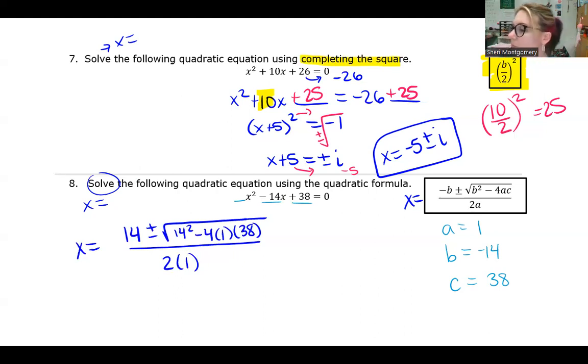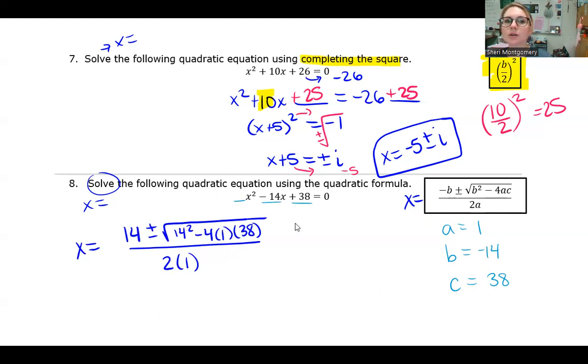Okie dokie, I'm going to talk through the formula now. So what we get first is negative B. I already wrote down what A, B, and C are. So B is negative 14, but it says it needs to be negative B. So whatever B is, it's the opposite sign. So I start out with positive 14.